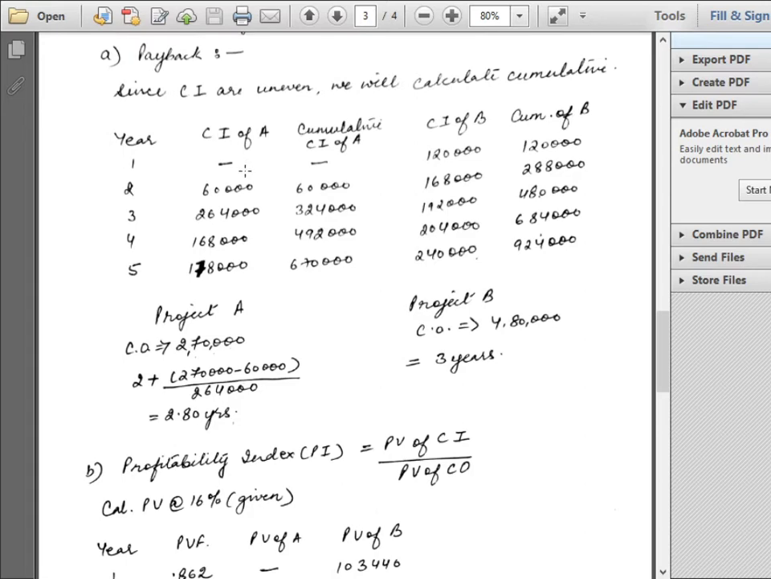Then this is the cash inflow which is given in the question, and we will just calculate the cumulative of cash inflow of project A. The first will be nil, second will be 60,000, third will be 60,000 plus 2,64,000, and so on and so forth. Similarly, these are the cash inflows given in the question for project B, and this is the cumulative of project B that we have calculated.